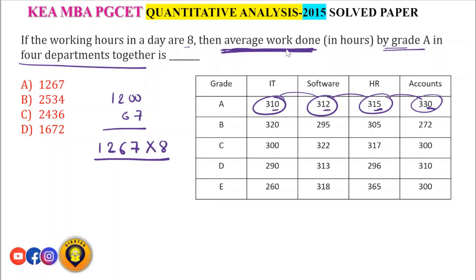But they asked average work done in 4 departments. That means you have to find the average over 4 departments, that means divide by 4. So 1267 into 8 divided by 4. 4 1s are 4, 4 2s are 8, so 1267 into 2. 67 doubled is 134, and 12 doubled is 24 plus 1, 25. So 2534 will be the answer. 2534 is the answer.